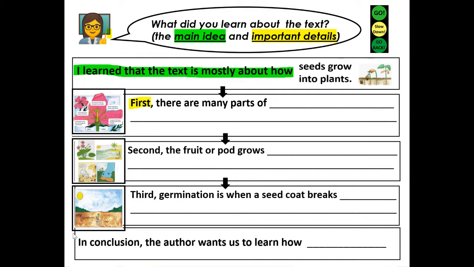First, there are many parts of. So say your sentence, complete it. After you say your sentence, push pause, write your sentence. And when you're finished with your first yellow sentence, push play to rejoin the lesson.